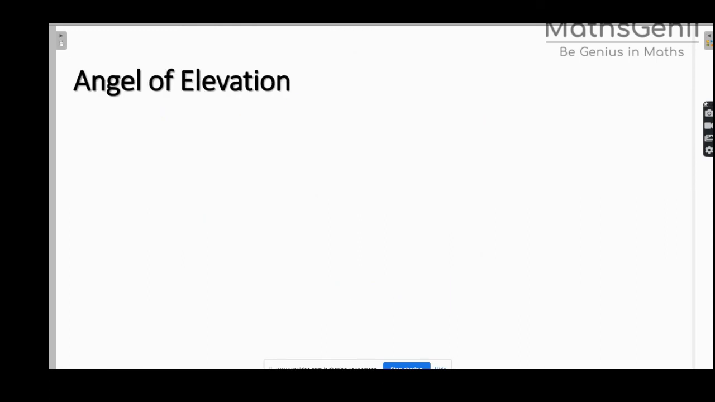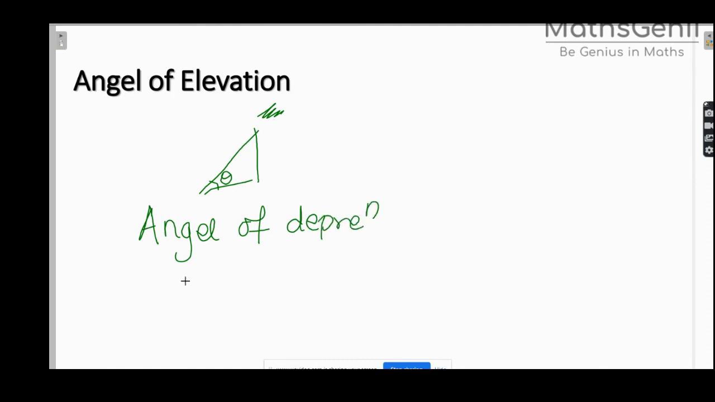Now another entity that you got to remember is angle of elevation. What is angle of elevation? When you raise your head above to see something above is called angle of elevation. What is called angle of depression? What is the meaning when I say angle of depression? When you have to look down to see something.